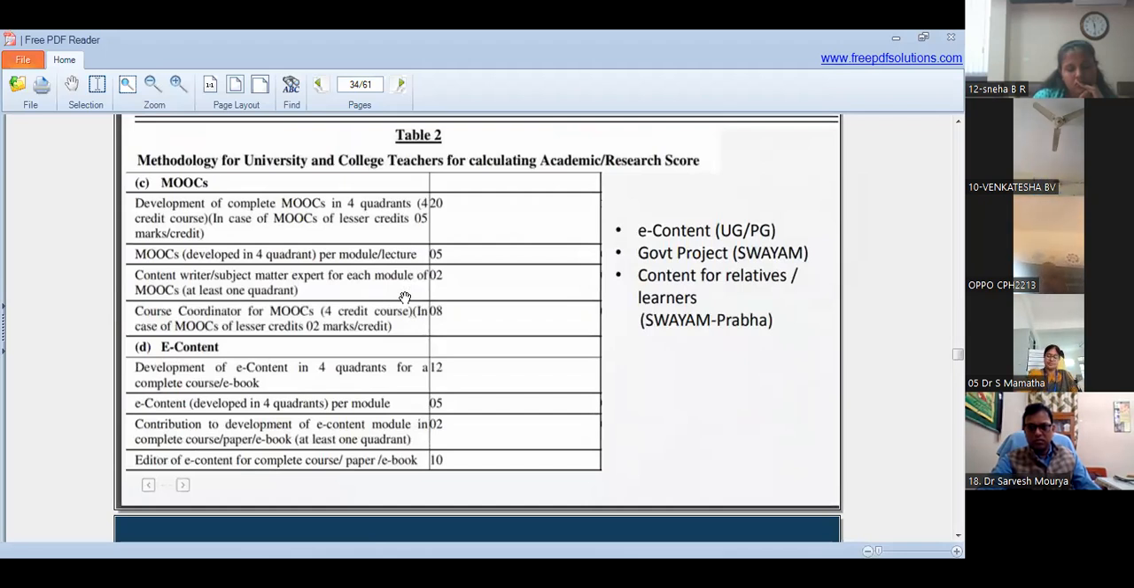Then also given for the development of the 4 models, they're given for the 5.2, so many things. These are some of the things. Either you are involved in developing the content or delivering the model or something like that, you will also get some kind of fund. This is an advantage for the teacher fraternity.